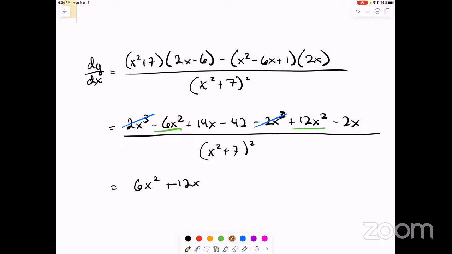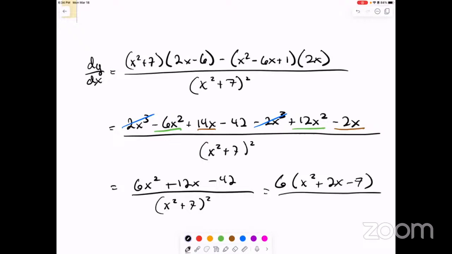Looks like we can factor out a 6 from all of those terms. If we factor out 6, we have what? x squared plus 2x minus 7, over x squared plus 7, squared. I was kind of hoping we can factor, but it doesn't look like we can. We would be looking for two numbers that multiply to give us negative 7 and add to give us 2. The only factors of negative 7 are 1 and 7, and you can't add those to get 2. So I think one of these two forms should work.